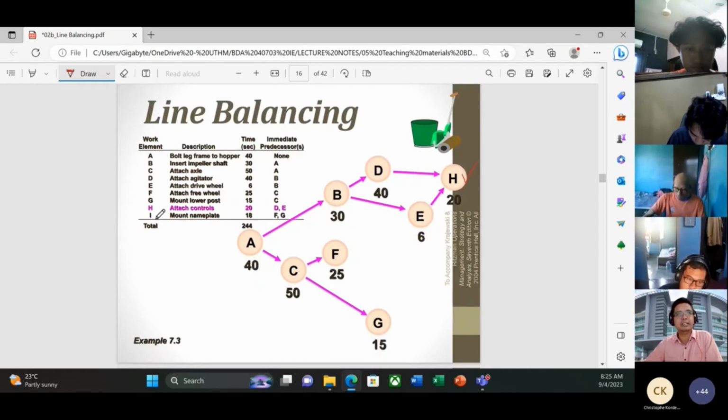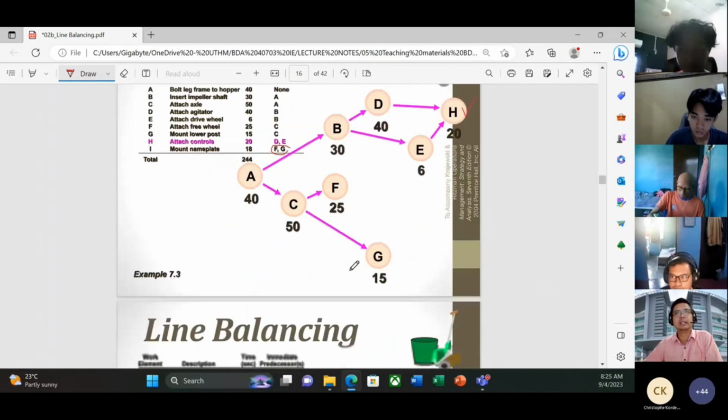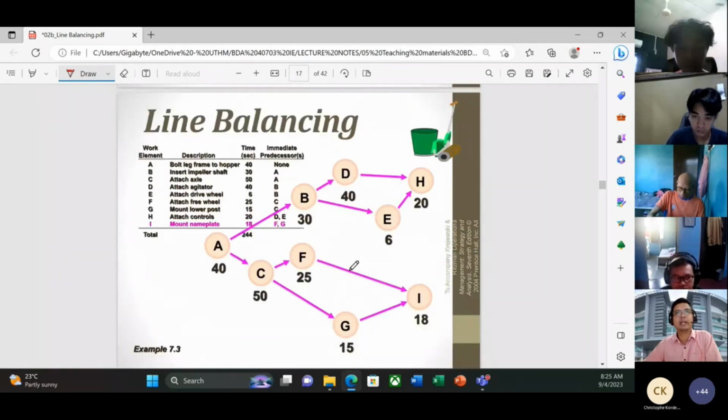And last but not least, I. Mount nameplate will take about 18 seconds. So the immediate predecessors are F and also G. So lastly, we also get here the final element. So we also have this proper line, or what we call a constructed precedence diagram.